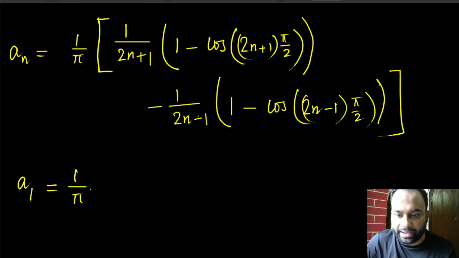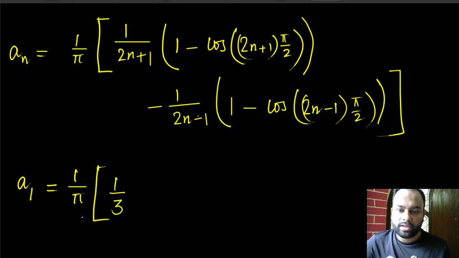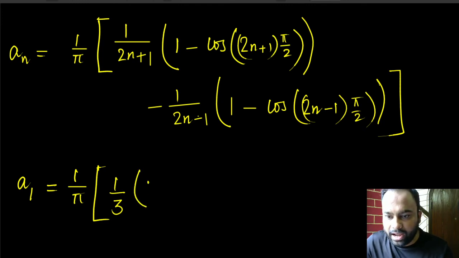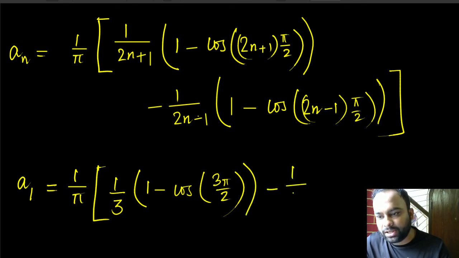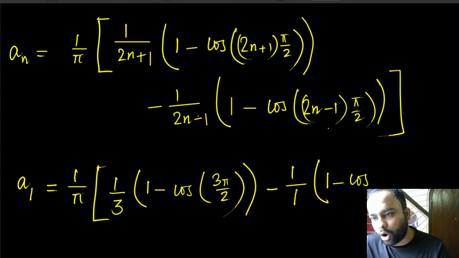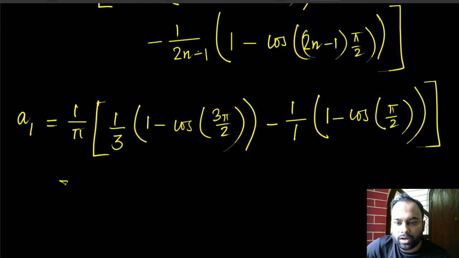a1 is 1 by pi, and you can use your calculator if you so desire. When n is equal to 1, I have 1 by 3 here. I have 1 minus cos of 3 pi by 2, and then I have a minus, and for n equal to 1, that's 1 over 1, and I have 1 minus cos of pi by 2, right?